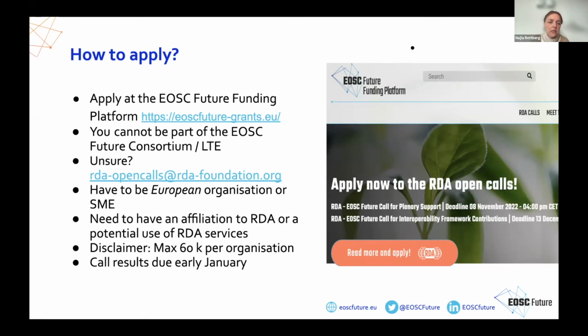You can be an organization, an institution, or even an SME. That's no problem. As we said previously, you need to have an affiliation to RDA, or prove in your application that there could be a potential affiliation or activity coming up within the Research Data Alliance, and use of the working groups and so on. If you've already applied for a call and have a call running for the RDA open calls, you can only receive a maximum of 60,000 per individual or organization, in case you already have some funding from this particular program. The call will close middle of December, and we hope to have the results in early January to give to you.